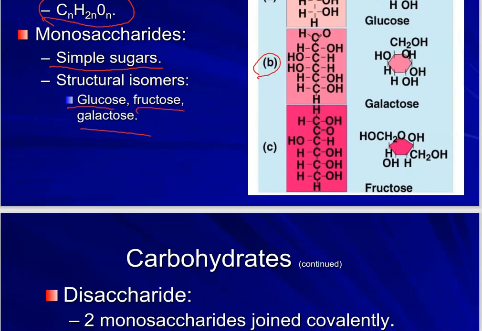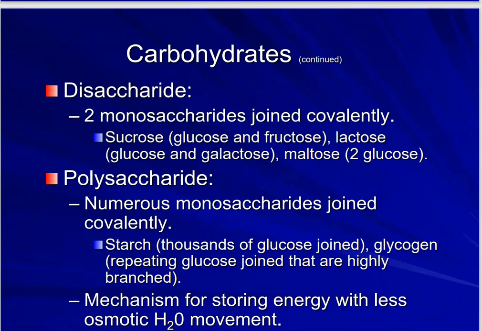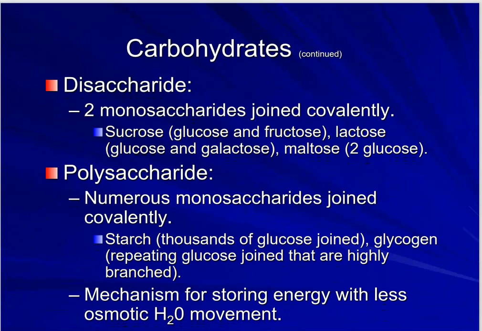Then when you're connecting 2 simple sugars together, you'll get a disaccharide. 2 simple sugars together, dis, 2 monosaccharides joined covalently. And some examples here would be household sugar, sucrose, and then also lactose, milk sugar, and maltose.